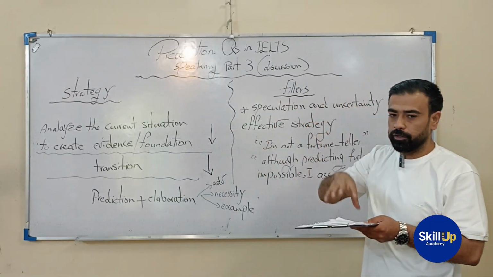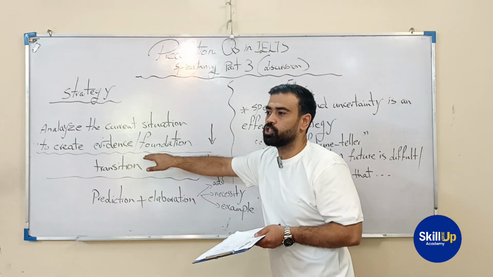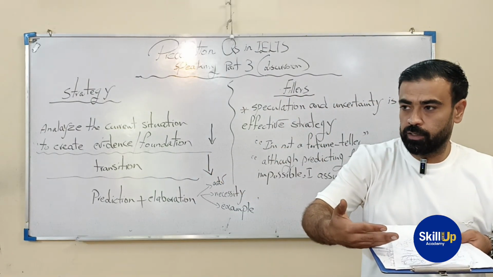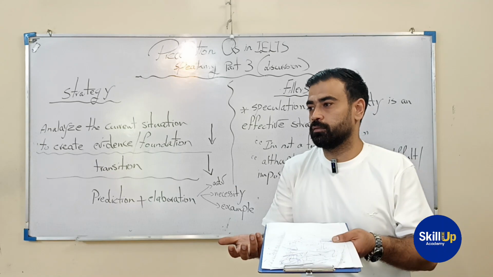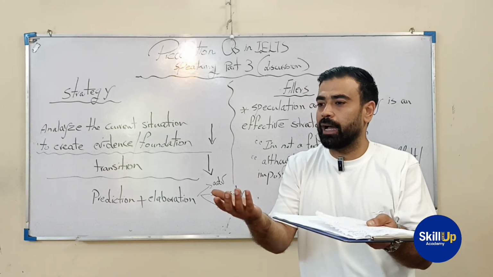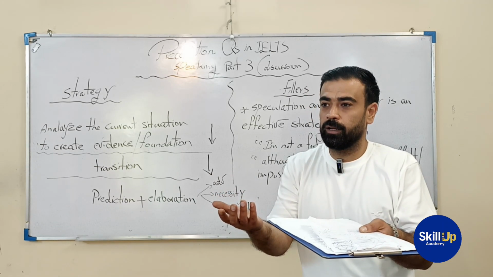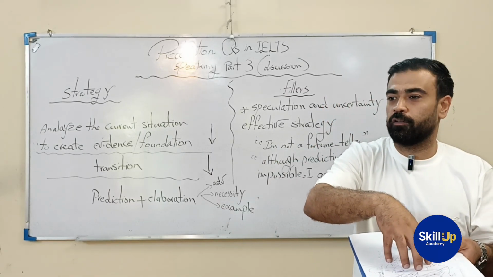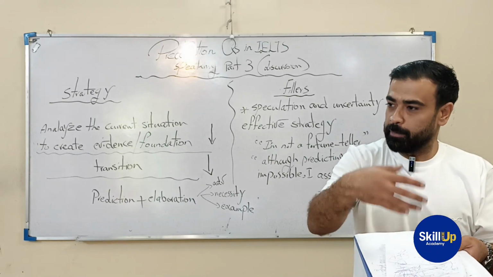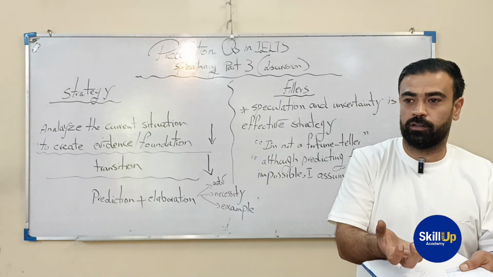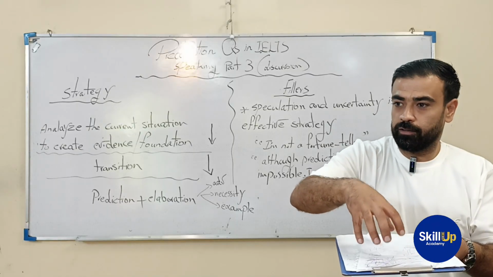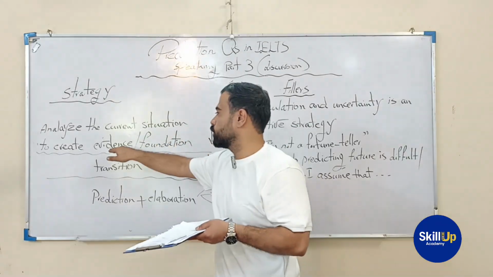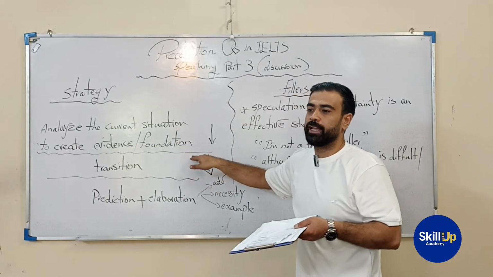In this strategy, first of all, analyze the current situation. Because if you are making a prediction, basically you need a basis. How do you make this prediction? Can you tell me in what way did you understand it will happen? What was the basis of your prediction? And as you know, making a prediction requires a foundation. You need to build something to make your prediction based on it. And this is analyzing the current situation to create evidence of foundation.